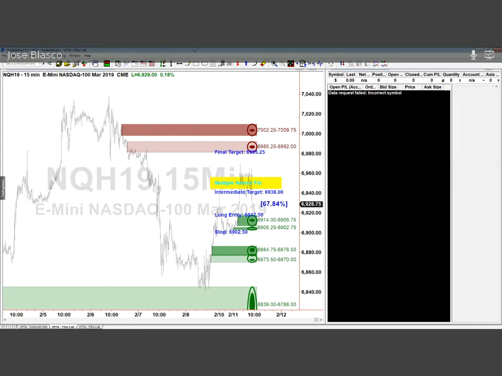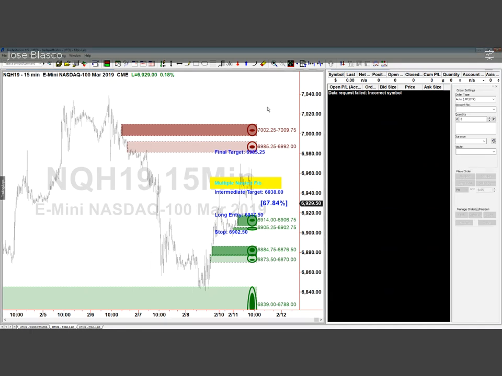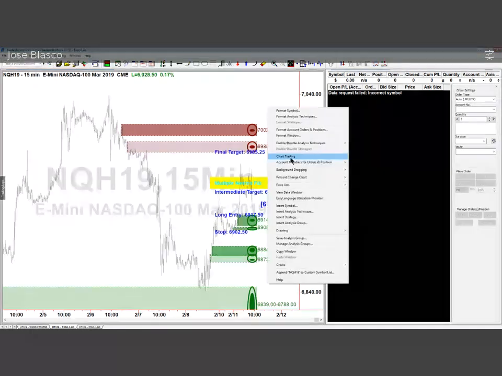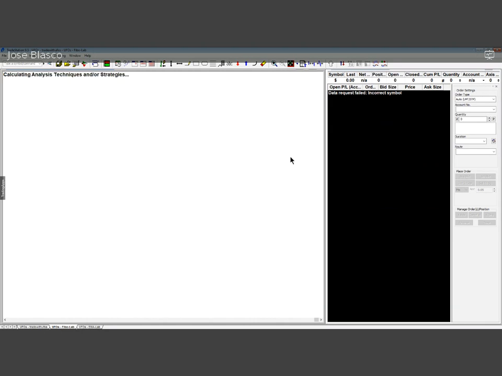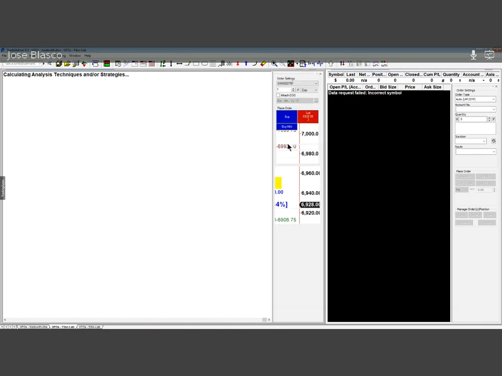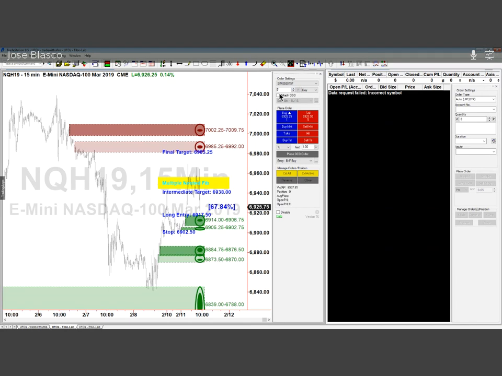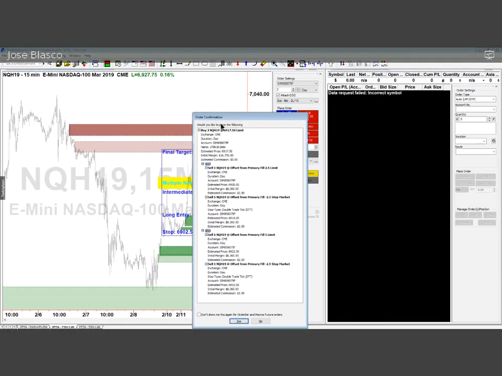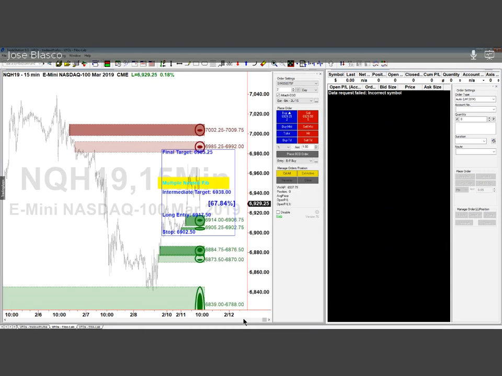Okay, so I'm just gonna load... actually, I'm not gonna do it with the matrix. I'm gonna do it with the chart directly. So right click, chart trading, and I'm just gonna place an order. I'm gonna use 2 contracts because I have 2 targets. So 2 contracts, attach an OSO. I'm gonna select 2 targets and 1 stop. Okay, so 69.17. Here we go. 69.17. I'm gonna buy 2 contracts. Yes, the order is in.